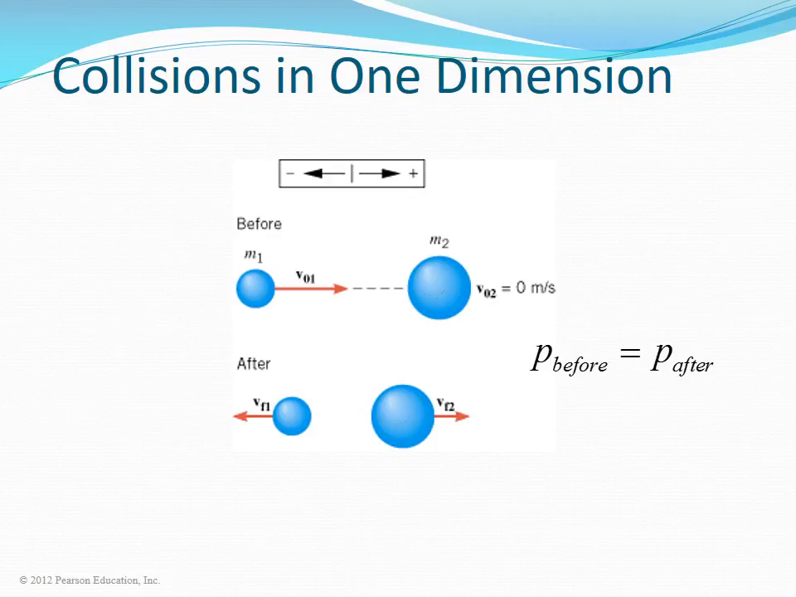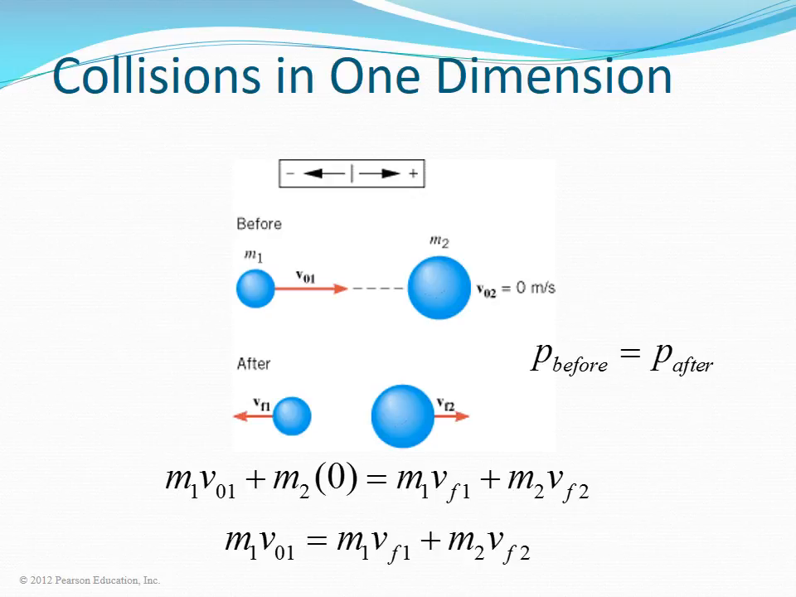Conservation of momentum tells us that the momentum before the interaction must be equal to the momentum after the interaction. The momentum before is the momentum of each object, seen on the left side of the equation. The momentum after is the momentum on the right. Since the initial velocity of m2 is 0, the equation simplifies to m1 times the initial velocity is equal to m1 times its final velocity plus m2 times its final velocity.